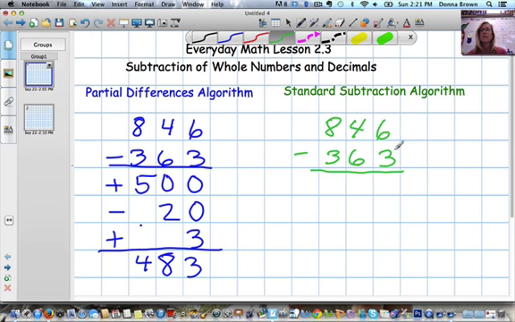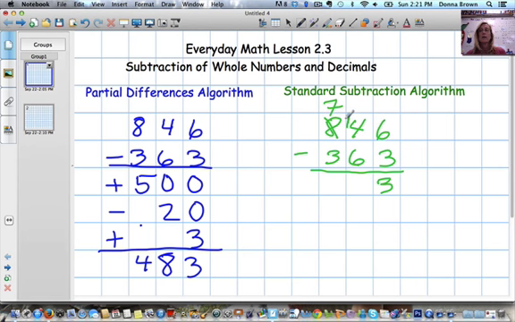So again, the standard algorithm starts at the smallest place value. And we are going to start with the 6. 6 minus 3 is 3. Now we have this situation here where we can't really subtract 6 from 4. So what we're going to do is borrow from the next column over. So I'm going to take away 1 from this column. So I'm going to change that from an 8 to a 7. And then I'm going to just put that right in front of the 4.